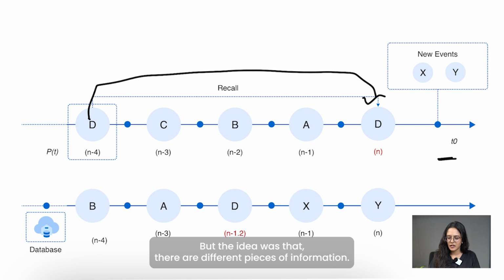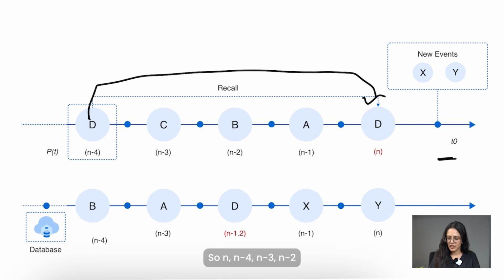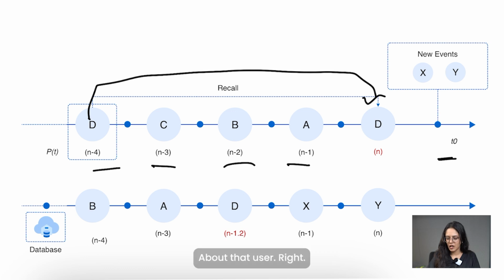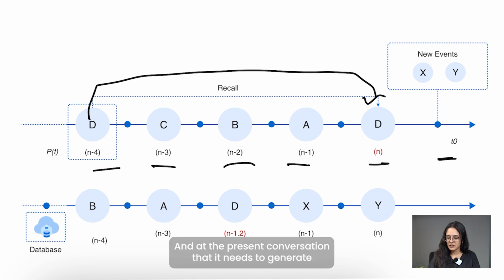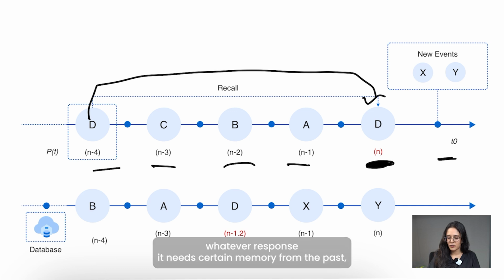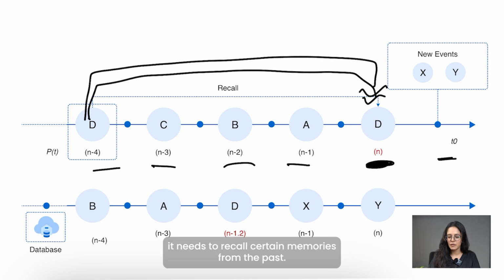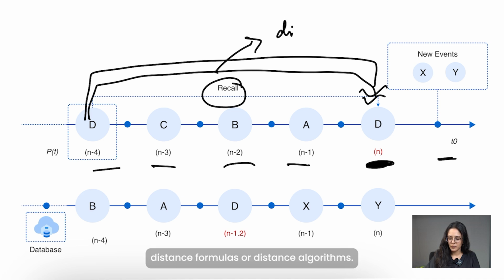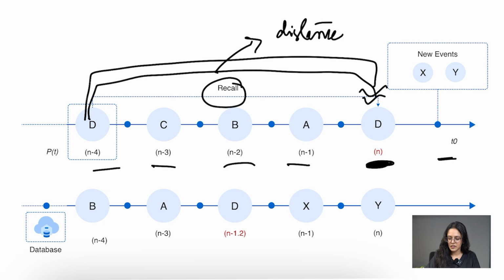But the idea was that there are different pieces of information. So n minus 4, n minus 3, n minus 2, all of these are pieces of information that our system is storing about that user, or about that conversation. And at the present conversation, where it needs to generate a response, it needs certain memory from the past. It needs to recall certain memory from the past. And to recall this, it is going to use what we call distance formulas or distance algorithms.